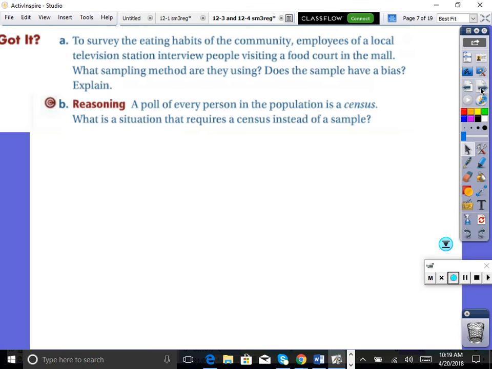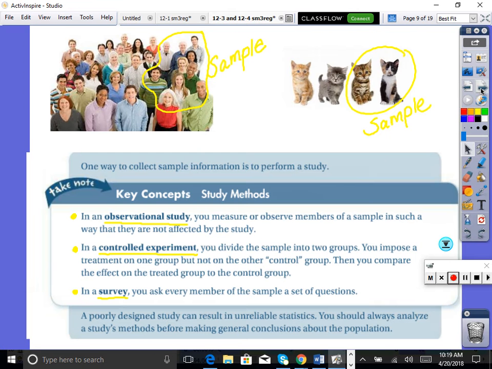Okay, so you guys get the picture with that? You don't need more examples? Okay. All right, sounds good.